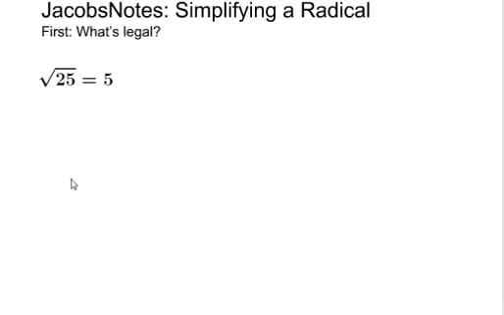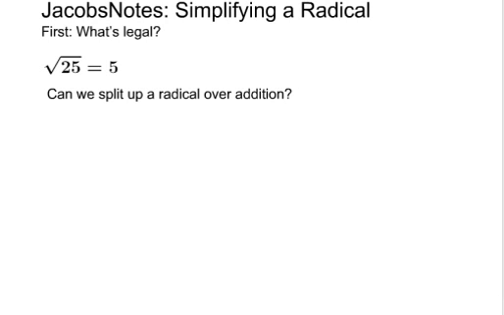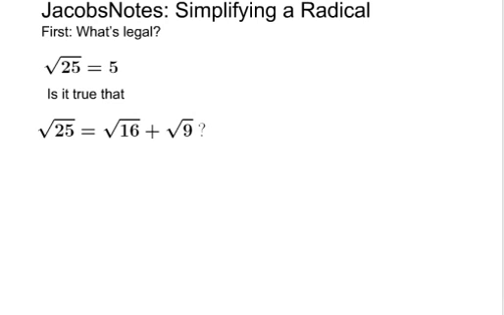Remember that. We're going to use this as the base, our anchor for what we're going to talk about. We know that the square root of 25 equals 5. My question is, can we split up a radical over addition? What do I mean by that? Well, notice that 25 is the same thing as 16 plus 9, right? There's nothing controversial there. But my question is, can I split up the square root of 16 plus 9 into the square root of 16 plus the square root of 9?